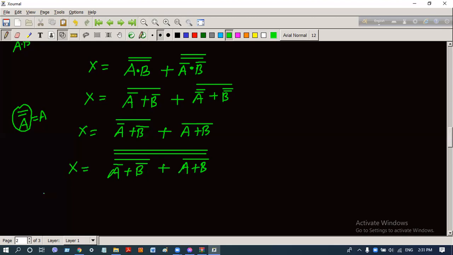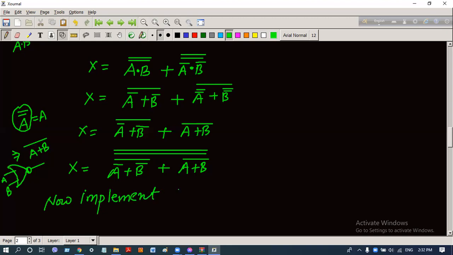Now the total function follows the NOR functions, because in NOR functions we know that if A and B are the two inputs of a NOR gate, then the output will be A plus B whole complement. So NOR functions include the plus sign and complement sign. In these equations, we have used the plus and complement sign. Now implement this function by NOR gate.